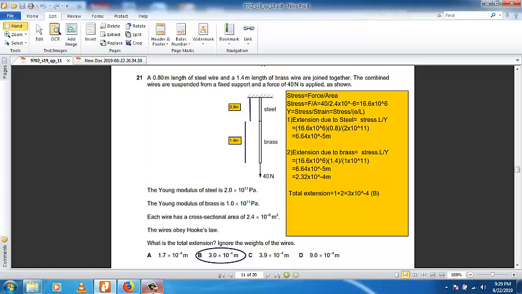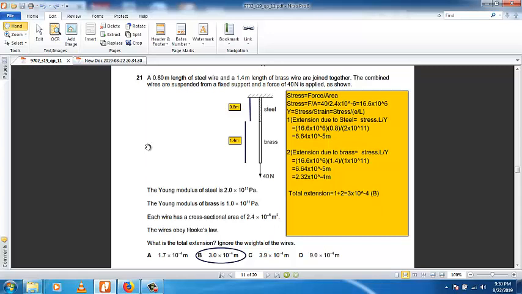So question number 21. A 0.8 meter length of steel wire and 1.4 meter length of brass wire are joined together. The combined wires are suspended from a fixed support and a force of 40 newton is applied as shown. The Young modulus of steel is 2 into 10 to the power 11 pascals. The Young modulus of brass is 1 into 10 to the power 11 pascals. Each wire has a cross-sectional area of 2.4 into 10 to the power negative 6. The wire obeys Hooke's law. What is the total extension? Ignore the weights of the wire.